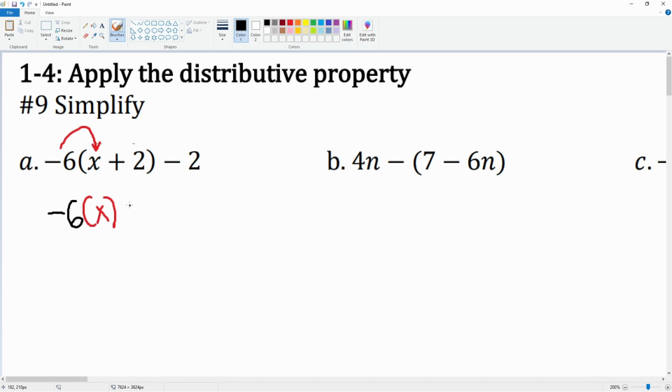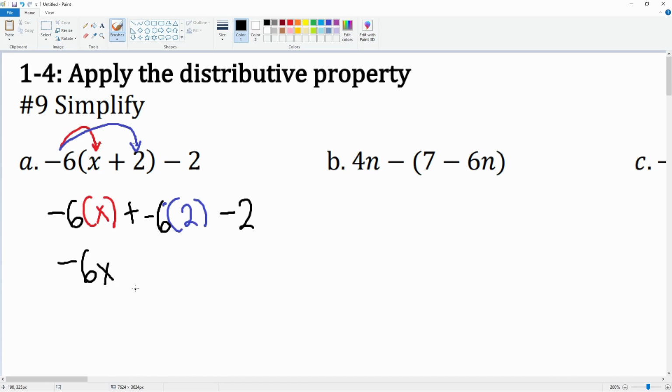Okay, so that's what it looked like. We add the -6 and it's going to be multiplied to the 2. So here's the 2. And the -6 is going to be multiplied to it. Then this -2 just comes straight down. -6x. -6 times x is just -6x.